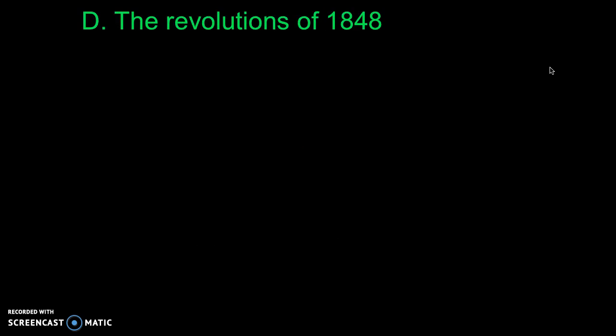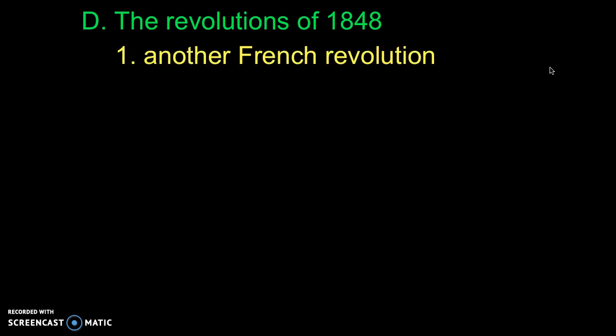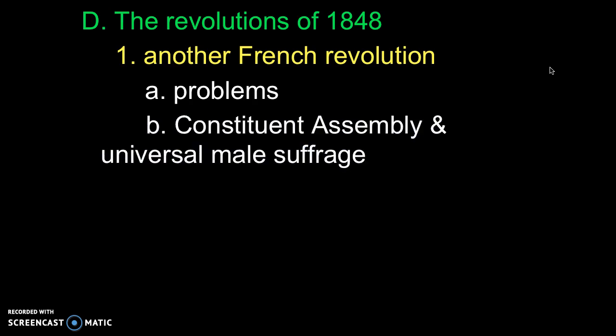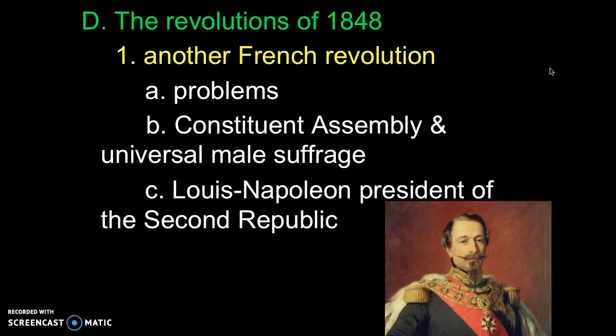Then in 1848, there's another wave of revolutions that sweeps across Europe. There's another French Revolution because there are continued economic problems taking place in France, and so they rebel against Louis Philippe. They create a constituent assembly based on universal male suffrage. Eventually, this assembly writes a new constitution. They have an election for this brand new French Republic, and they elect Louis Napoleon president of the Second Republic. Of course, that name Napoleon should sound familiar.